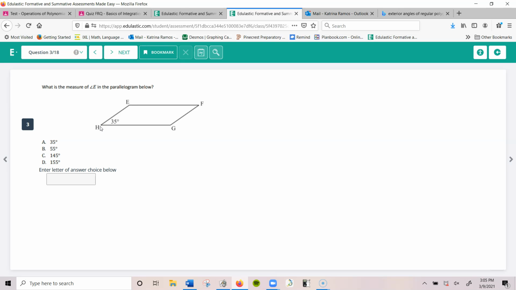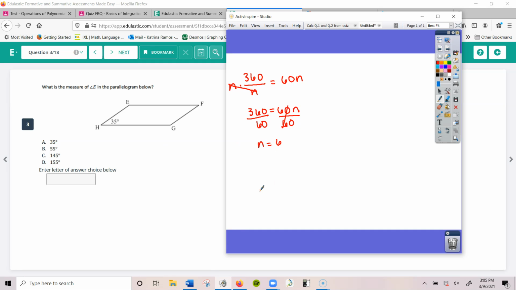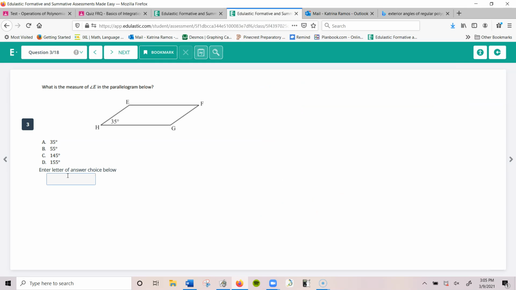Now same side angles or consecutive angles, which is E and H and F and G, they add up to 180. So to figure out what angle E is, that means that angle H plus angle E is equal to 180. Angle H is 35. So to figure out angle E, we have to subtract 35 from both sides, making angle E 180 minus 35, which is 145. So the correct answer here would be C.